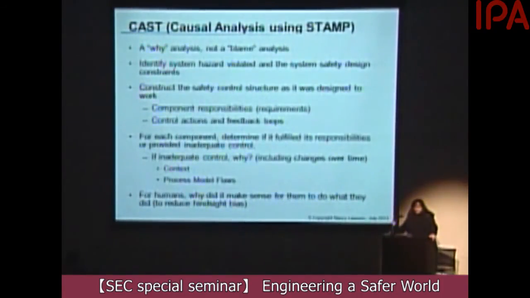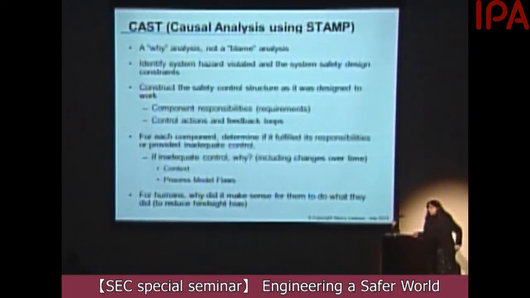analyzing the causes of accidents. And we don't focus on blame. We don't look for something or someone to blame. We look at why the accident occurred. We identify the hazard violated and the design constraints that weren't satisfied, construct the safety control structure as it was designed to work, and then for each component, see whether it fulfilled its responsibilities or whether it provided inadequate control. If it didn't provide adequate control, was it because of context or because of process model flaws?